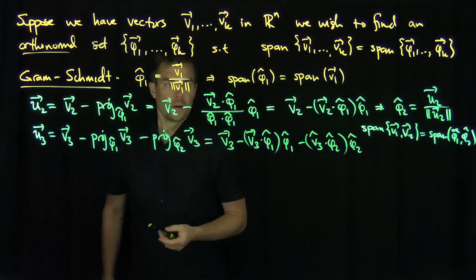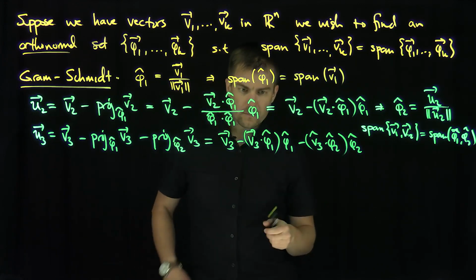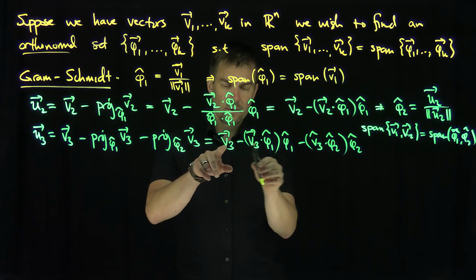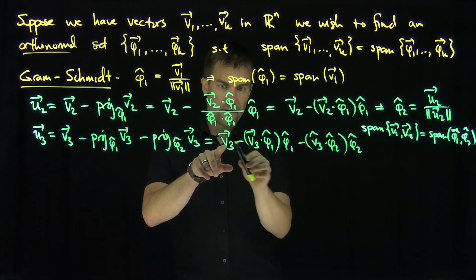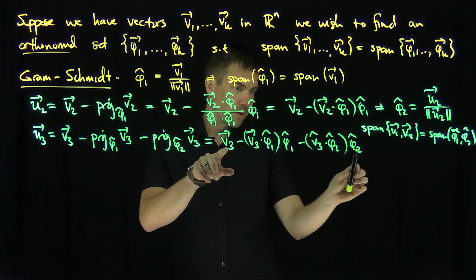Okay? Now, what can I say about this vector? If I dot this vector, for example, with phi 1, I'll get 0 because I'll have v3 dot phi 1 and minus v3 dot phi 1. If I dot this vector with phi 2, I'll have v3 dot phi 2, and then the v3 dot phi 2 over here will cancel out.